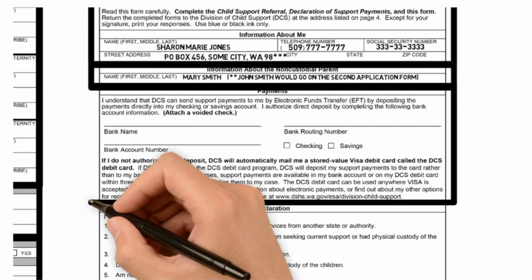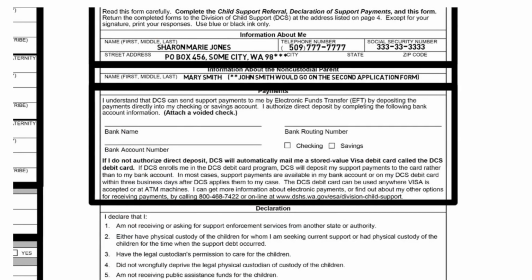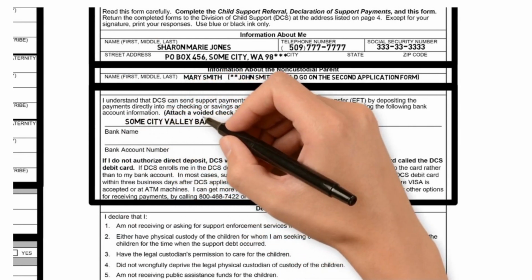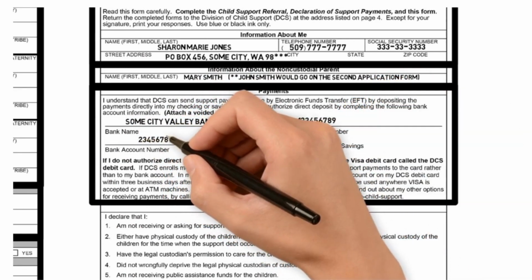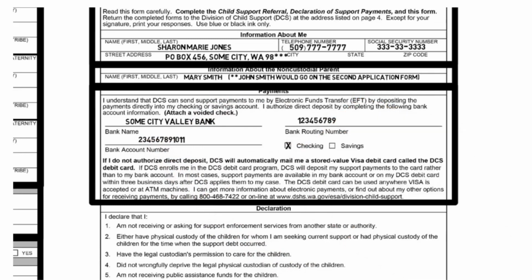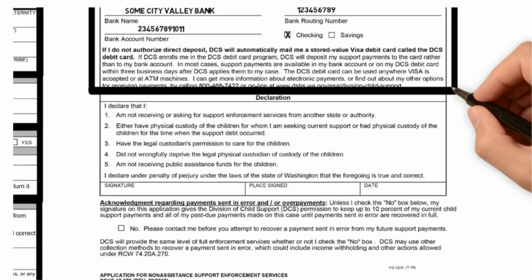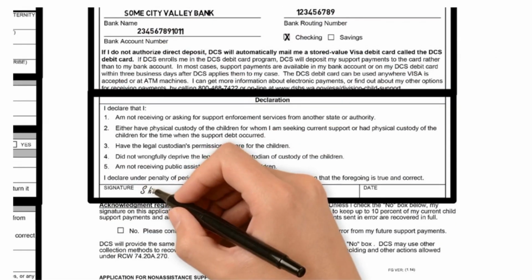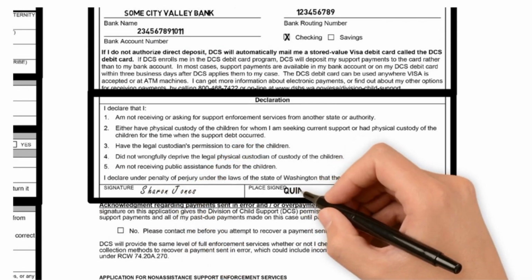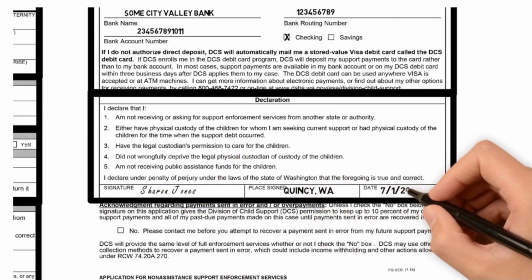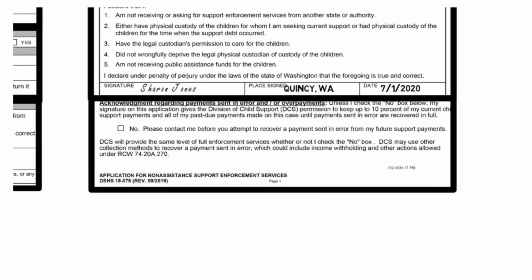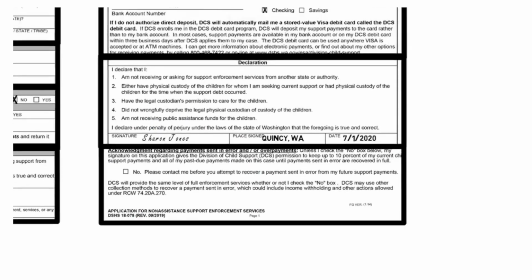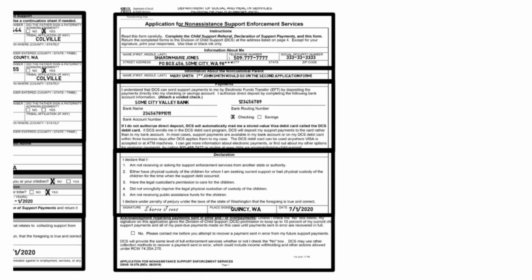Now enter where you would like child support payments to be direct deposited, and include a voided check. If you do not have a checking account, enter NA into these fields and DCS will issue you a DCS debit card for deposits. Next, read the declaration, enter the city you're physically in when signing, sign, and date. Finally, read the acknowledgement regarding any payments sent to you in error and decide if you would like to check no or not. Pause here if you like and complete this final page.